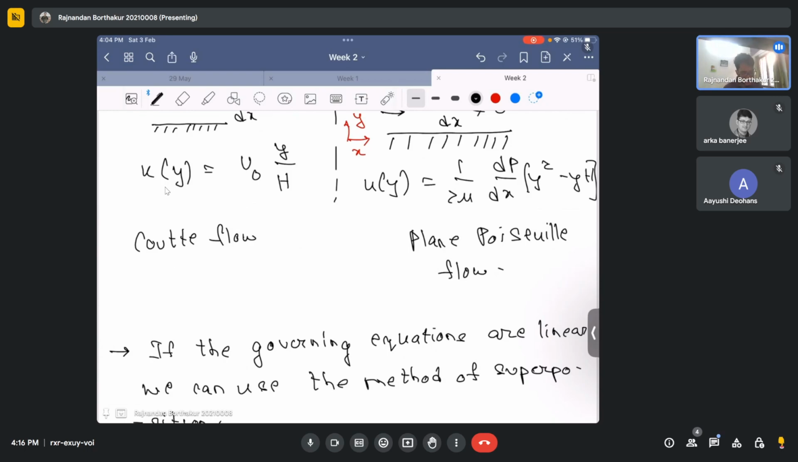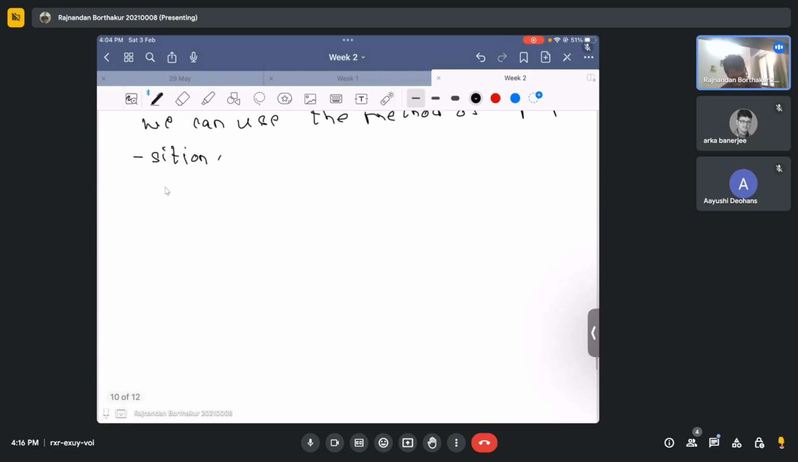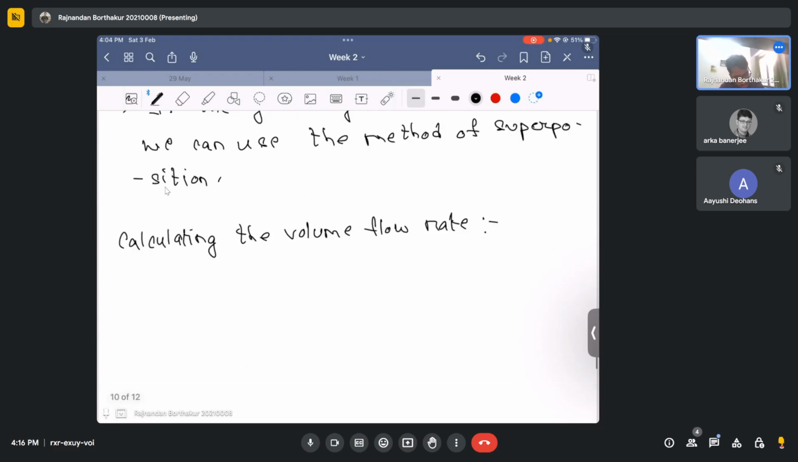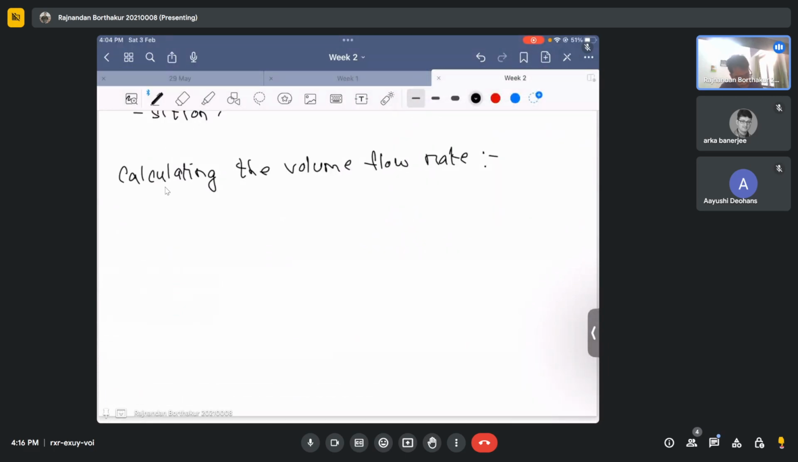All right, guys, now let us calculate the volume flow rate if you don't have any questions. So what we do is we'll calculate the volume flow rate now. Does anyone have any idea how we can calculate the volume flow rate? I will draw the figure once again for you to be clear. How do we calculate the volume flow rate?